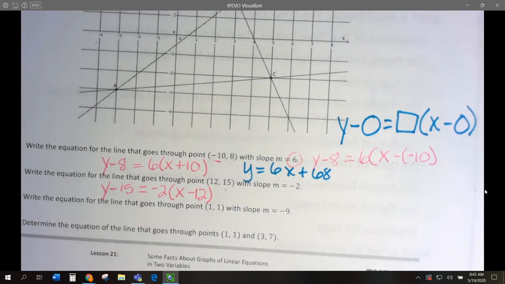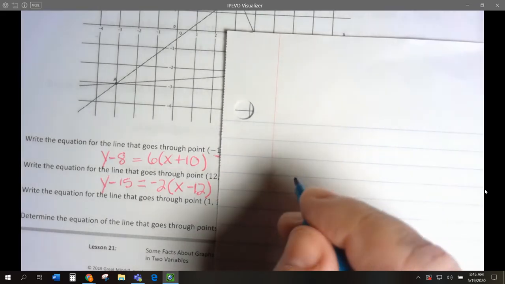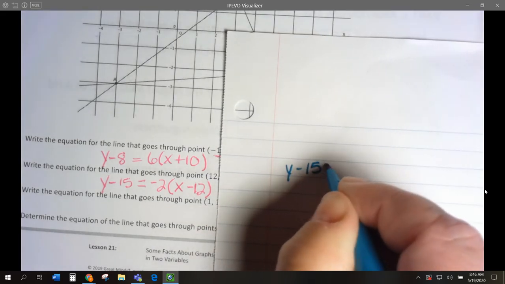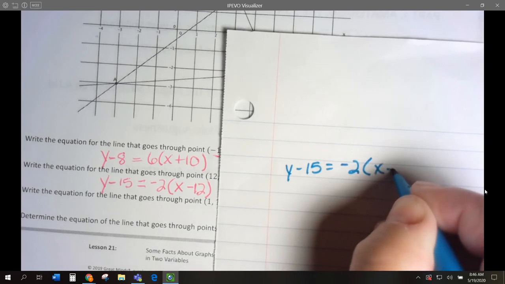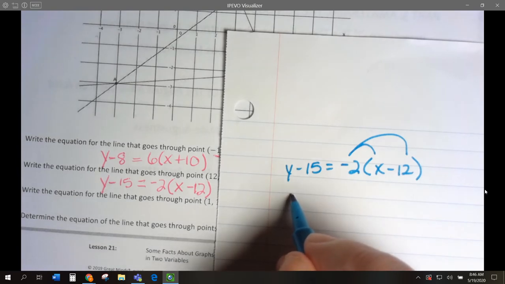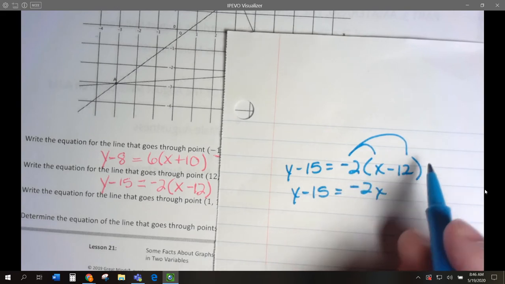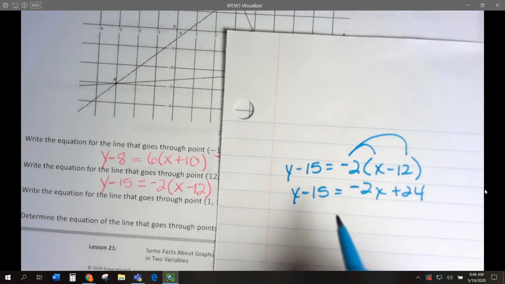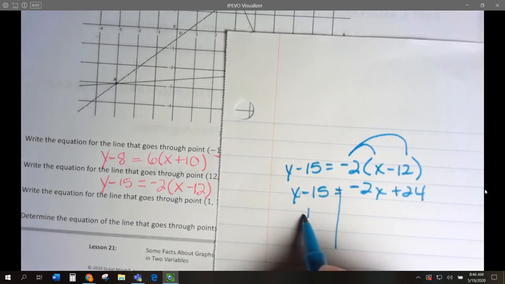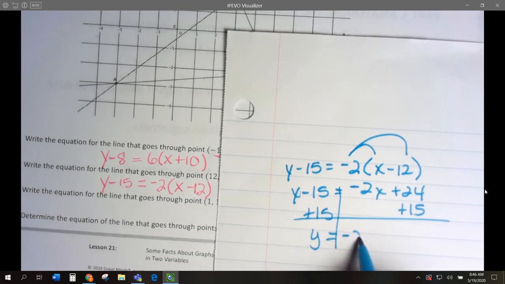So let's come to a separate piece of paper and change this to slope-intercept form. Let me do this right here. So y minus 15 equals negative 2 times x minus 12. Distributive property. So we have y minus 15 equals a negative 2x. Remember, a negative times a negative is a positive, plus 24. Now we have to add 15 to both sides. So y equals a negative 2x plus 39.